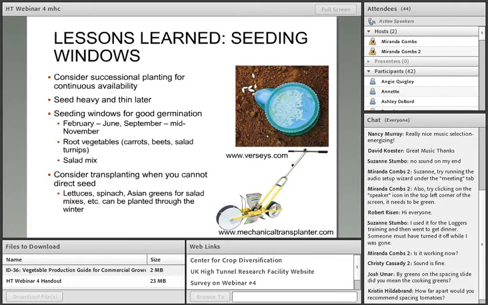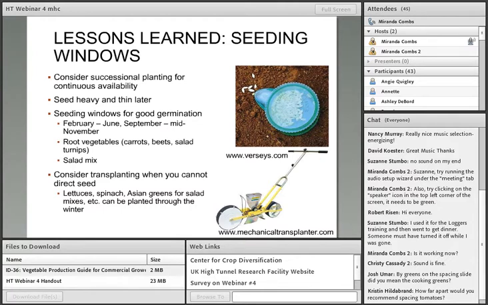We pretty much transplant about anything that we can transplant. And the reason for that is we're trying to get our crops in and out as fast as possible. So if you can avoid the time that it takes for that crop to germinate and get up to size by transplanting it, it can save you a few weeks, and you'll be able to flip that bed faster.